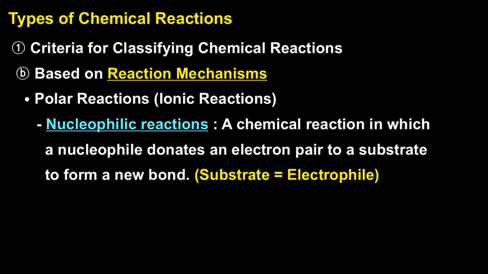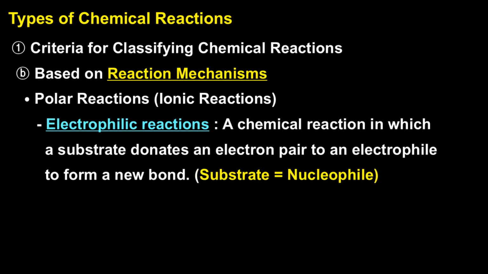In nucleophilic reactions, a nucleophile, that's an electron-rich species, donates a pair of electrons to form a new bond. The molecule it attacks is called the substrate, and it acts as an electrophile, meaning it has an electron-deficient site that can accept those donated electrons. Electrophilic reactions work the opposite way. Here, the electrophile, which is an electron-deficient species, accepts an electron pair. Meanwhile, the substrate acts as a nucleophile, donating electrons to form a new bond. These types of reactions are super important in organic chemistry, especially when we talk about nucleophilic substitutions and electrophilic additions.